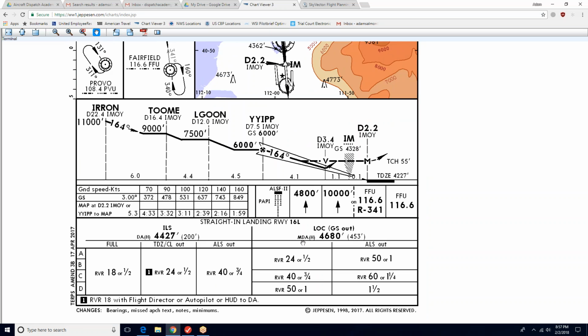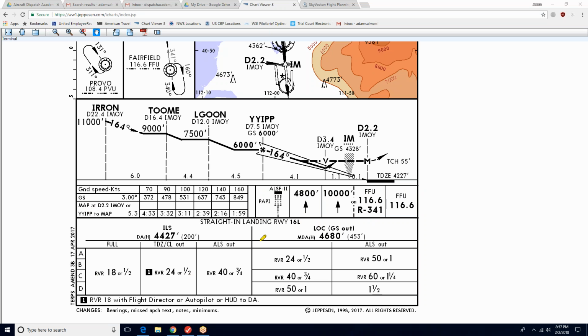Down here at the bottom, this is just telling us the speeds that you need to fly out, which isn't too important for you guys as dispatchers. This is, once again, the missed approach procedure, but it's listed in a different format: climb to 4,800, then climb to 10,000 on the 341 radial again.